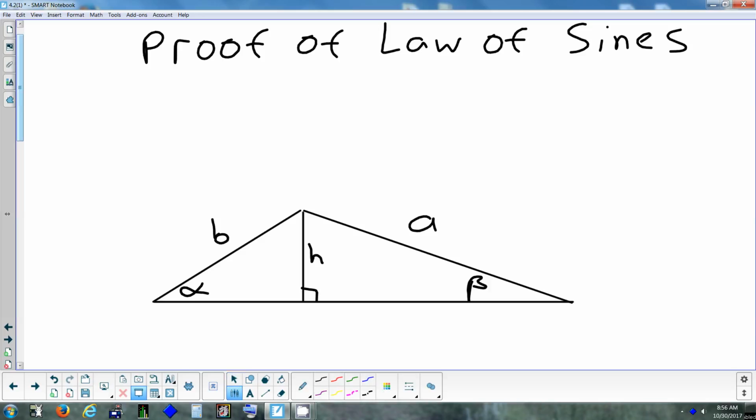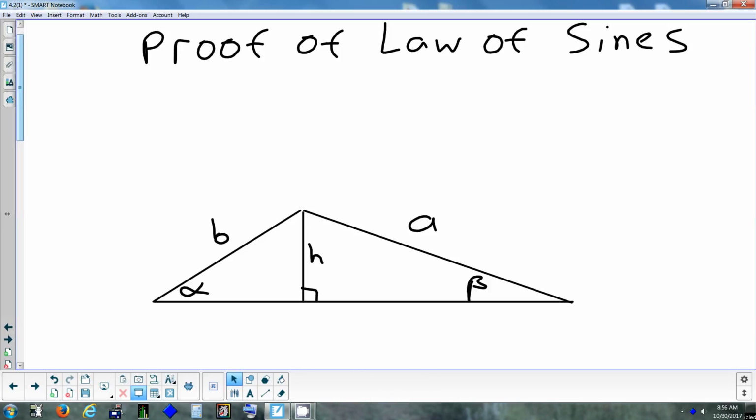That line that you drew in from the top to the bottom, just call it the, well, h could be confused with hypotenuse, but in this case, h is height. Okay, so don't confuse that with hypotenuse. Questions on the diagram?